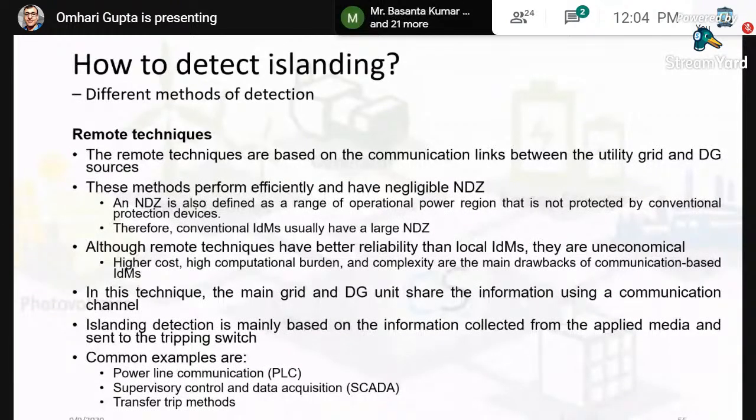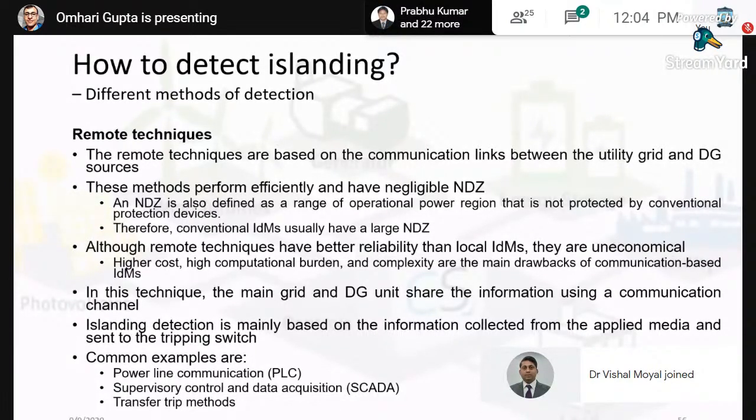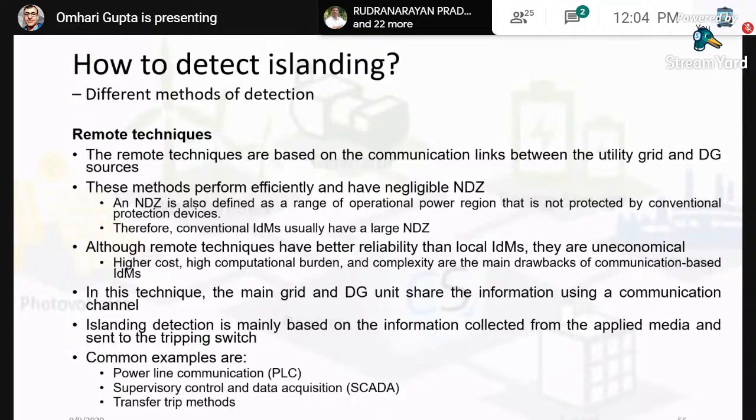And NDZ is defined as the range of operation of operational power region that is not protected by conventional protection devices. Although remote techniques have better reliability than local islanding detection methods, they are uneconomical, because higher cost, high computational burden, and complexity are the main drawbacks of communication-based islanding detection methods.